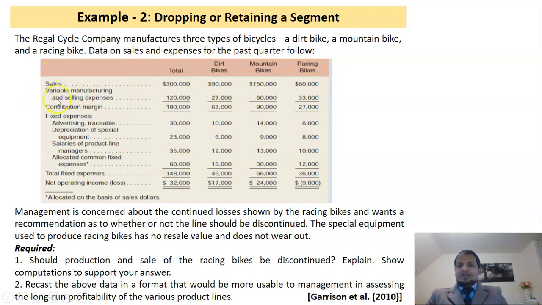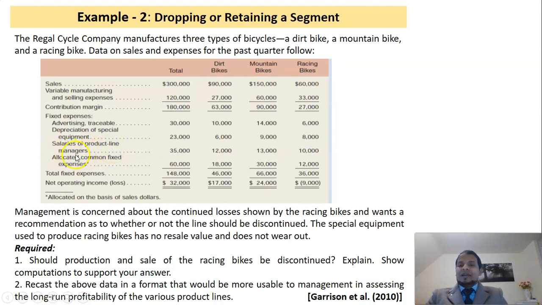So sales revenue, variable manufacturing and selling expenses, and then we'll get contribution margin. Then we deduct fixed expenses. What are the fixed expenses? Advertising. Traceable means that you can trace, that you can relate to a particular product, which is usually relevant. Depreciation of special equipment, and usually depreciation is a relevant cost.